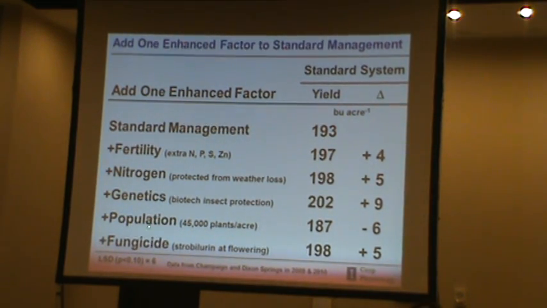Now, if I ran the population up to 45,000, oh man, I made my cousin happy, but I gave up 7 bushels, so don't do that. You can't just run the population up without committing to it. And then when I put the fungicide on, I gained 5. So these are mostly baby steps. At least 4 of them are in the right direction, but they're mostly baby steps.